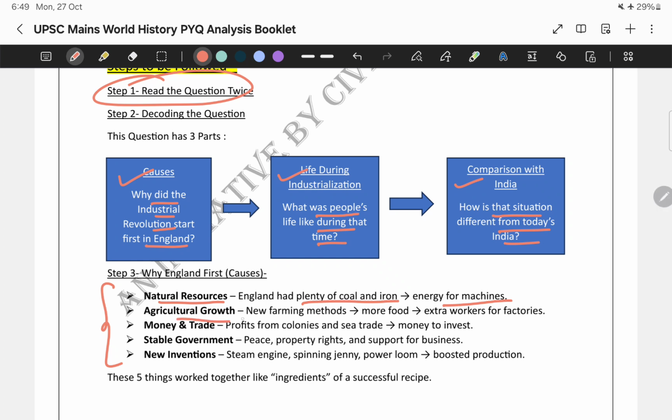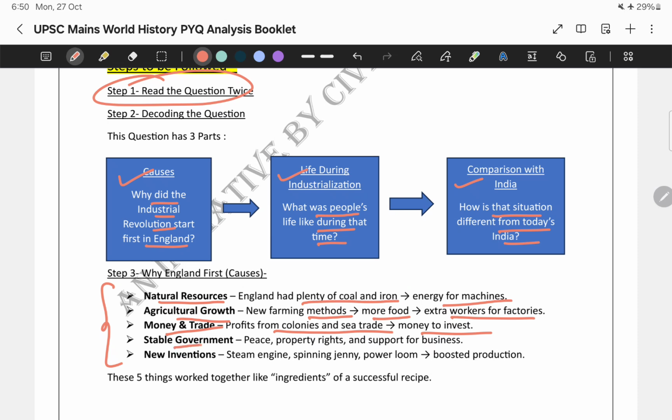Second is agricultural growth. Why so? New farming methods produced more food, which meant extra workers were available to move to factories. So this is another cause behind the Industrial Revolution. Now what is the third cause? Money and trade. England earned huge profits from colonies and sea trade, and this money was invested in industries.